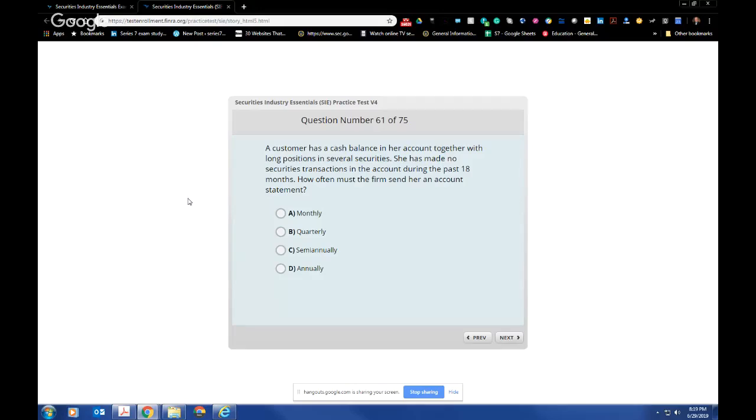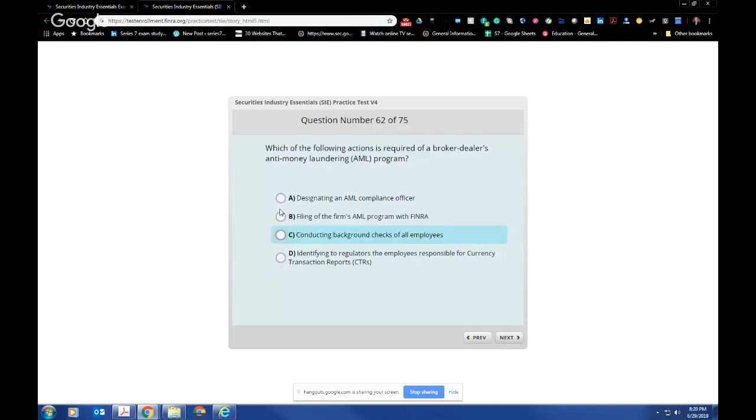Customer has a cash balance in her account together with long positions in several securities. She has made no securities transactions in the account during the last 18 months. How often should she get her account statement? If there's activity, monthly. If there's no activity, quarterly. Or if it's penny stocks in the account, you have to do monthly. So activity or penny stocks, monthly. No activity, no penny stocks, quarterly.